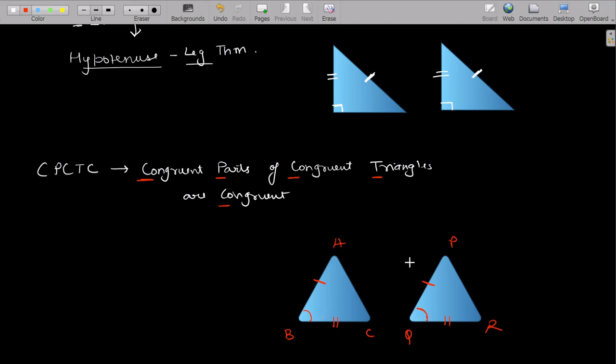So can you tell me, Anushka, by which rule they are congruent? They're congruent by side angle side. Yes. Now once you prove them congruent, then all the other parts will also be congruent. Okay, wait, this is not congruent, this is corresponding parts.